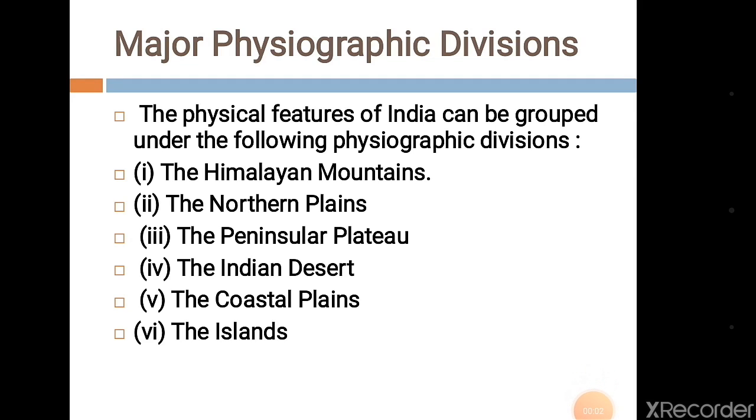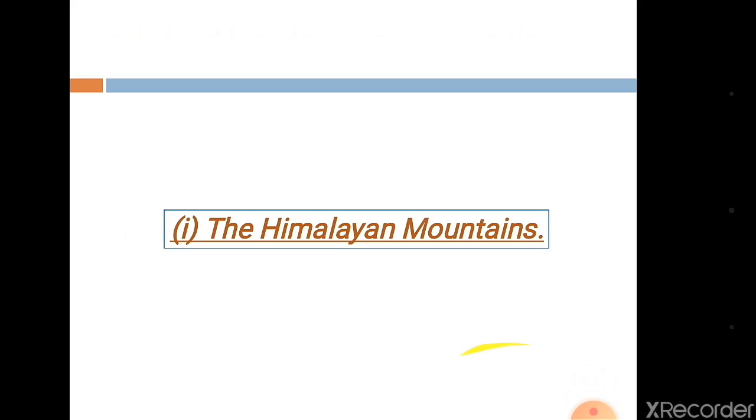Major physiographic divisions of India. In this part, we will study major physiographic divisions, the Himalayan Mountains. There are 6 physiographic divisions which are grouped in the following ways: the Himalayan Mountains, the Northern Plains, the Peninsular Plateau, the Indian Desert, the Coastal Plain, and islands. These all in detail we will study one by one.